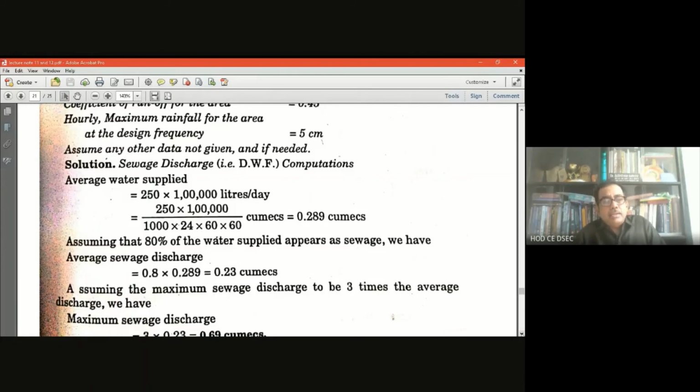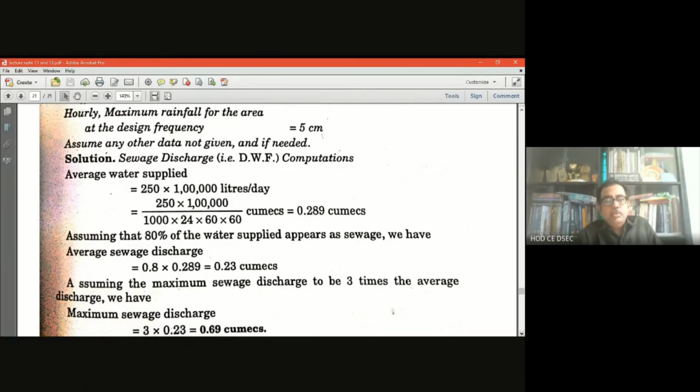Now, assuming that 80% of the water supplied appears as sewage. This was discussed in a very preliminary lecture, because all the water which reaches you is not wastewater. Some portion you are using, that is not wastewater. So let us assume that 80% of the water supply appears as sewage. So 80% of 0.289, that is 0.23 QMax.